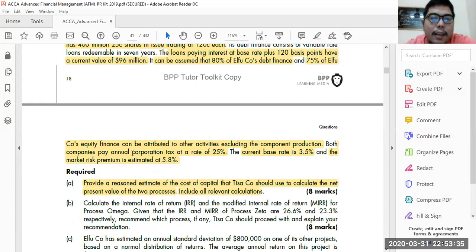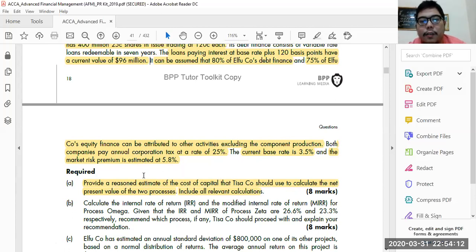Both companies pay annual corporate tax at the rate of 25%. So this is our tax here, 25%. The current base rate, which is your risk free rate, is 3.5%, and the market risk premium is estimated at 5.8%. The market risk premium is your Rm minus Rf in the CAPM calculation. Provide a reasoned estimate of the cost of capital that TISACO should use to calculate the net present value of the two processes. Include all relevant calculations.